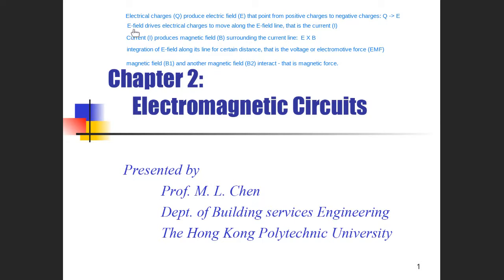So we usually say in short that the E field drives electric charge to move along the E field line. Because the E field has direction along the E field line, that is the current. So moving charge forms the current. Now, this is the first truth.